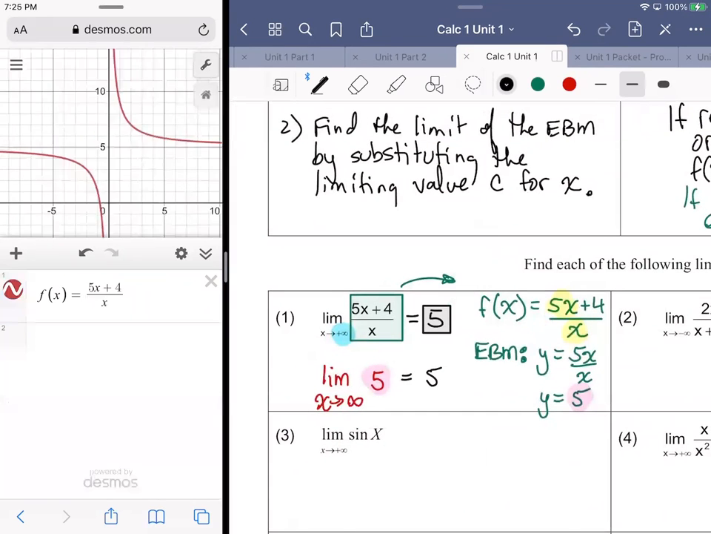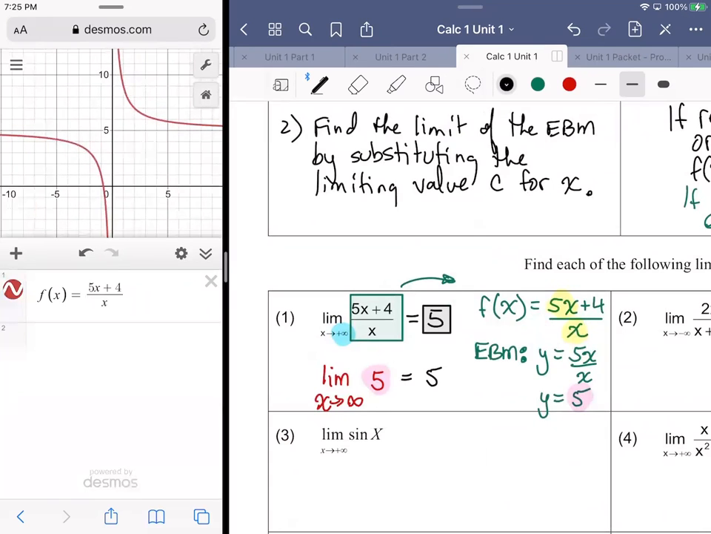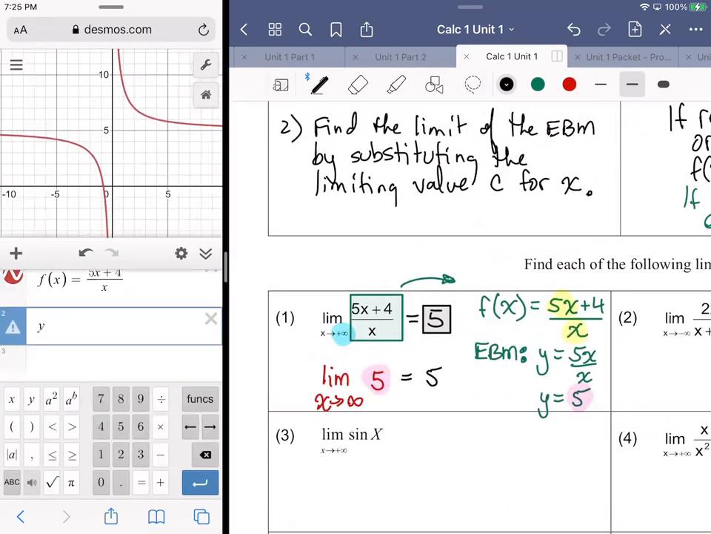So here's what the original function looks like, and here's what my end behavior model looks like. They look nothing alike. One of them's a horizontal line, the other is like a funky curve. But for extreme values of x, so going out to negative infinity, going out to positive infinity, they behave the same way. All right, and I can justify that.